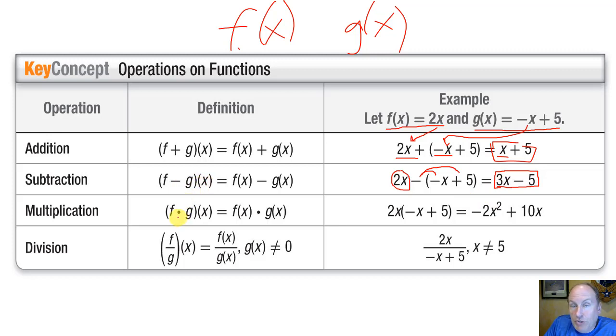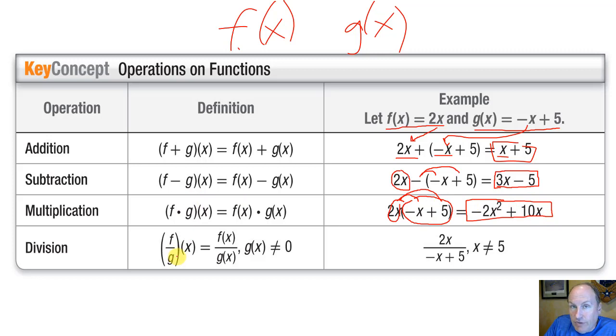Multiplication. Multiplying two functions and turning it into a bigger function, f times g of x, is equal to the first function times the second function. So f times g of x is equal to f of x, 2x in this case, times g of x, which is negative x plus 5. Since we're multiplying, we have to distribute that 2x to both parts. 2x times negative x is negative 2x squared. And then 2x times positive 5 is positive 10x. And so that's f times g of x.